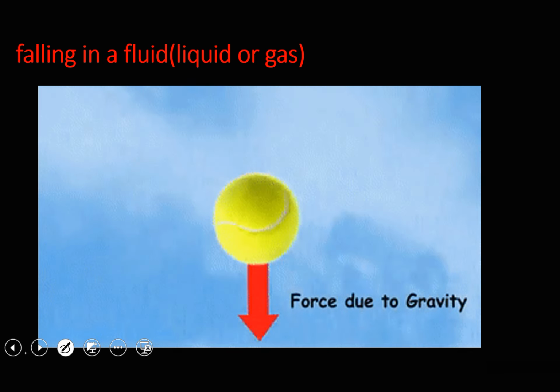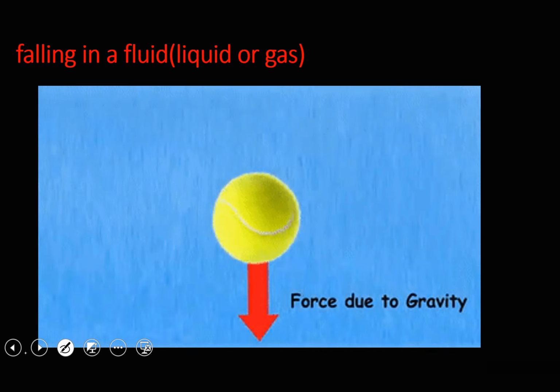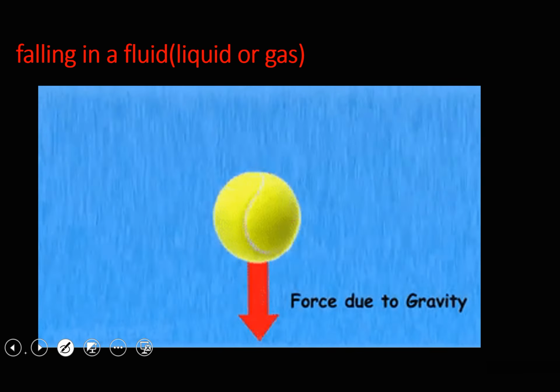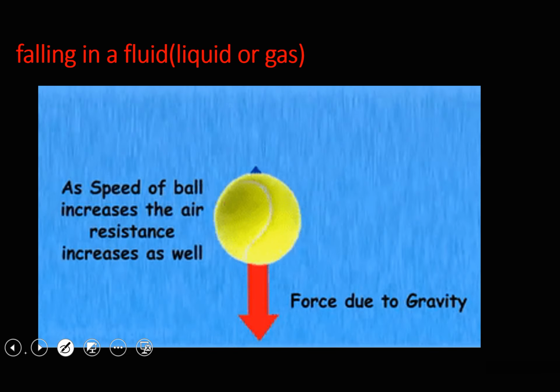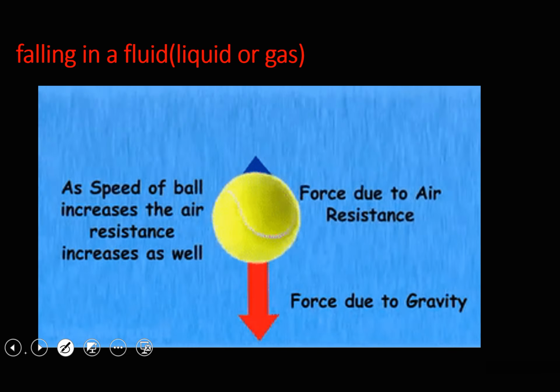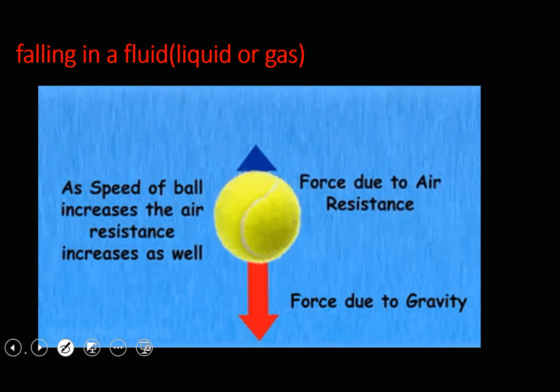So maybe I can repeat this. Initially, we only have force due to gravity, so acceleration is equal to g. Initially, there's an acceleration. The speed starts increasing. When the speed of the ball increases, the air resistance also now starts increasing in the opposite direction.